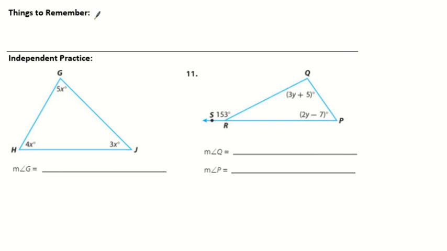That's it. So, we're not going to put anything in the things to remember. Go ahead and do your independent practice. And again, guys, it's a lot of solving equations. It really is. We're just adding them all up to equal 180. That's what we're doing every single time. It's just making sure we're adding up the right angles and setting it equal to 180.